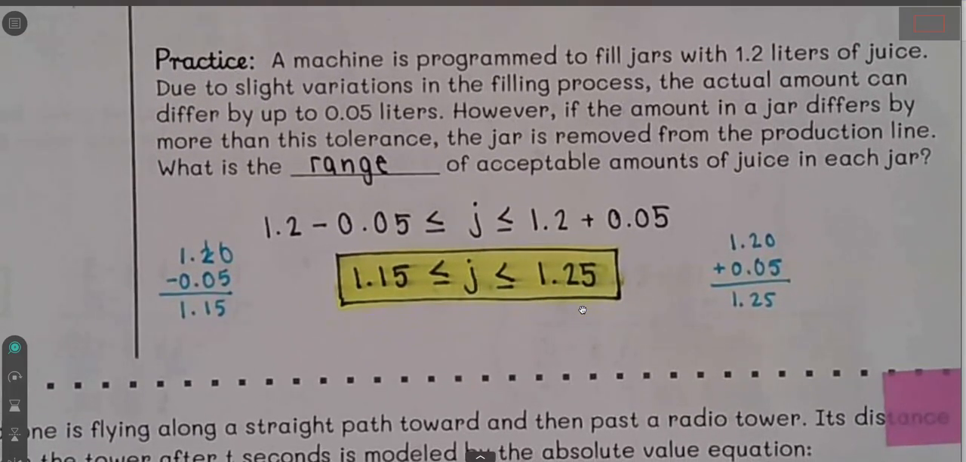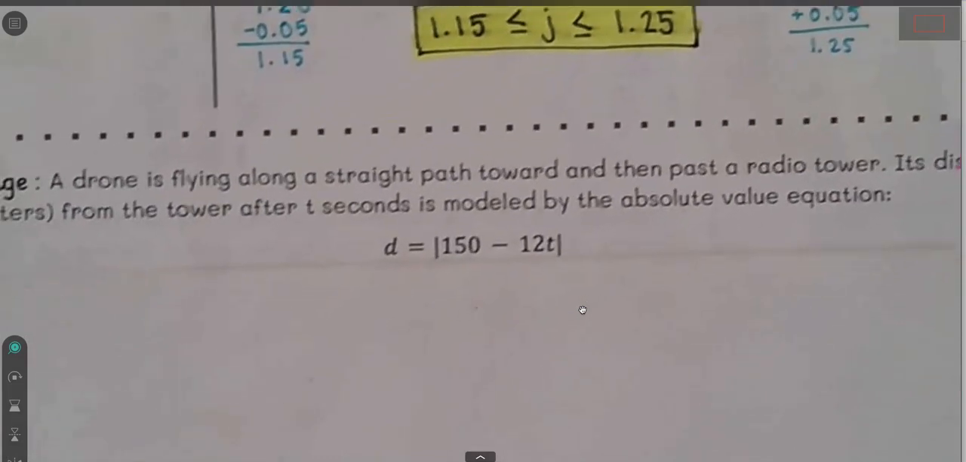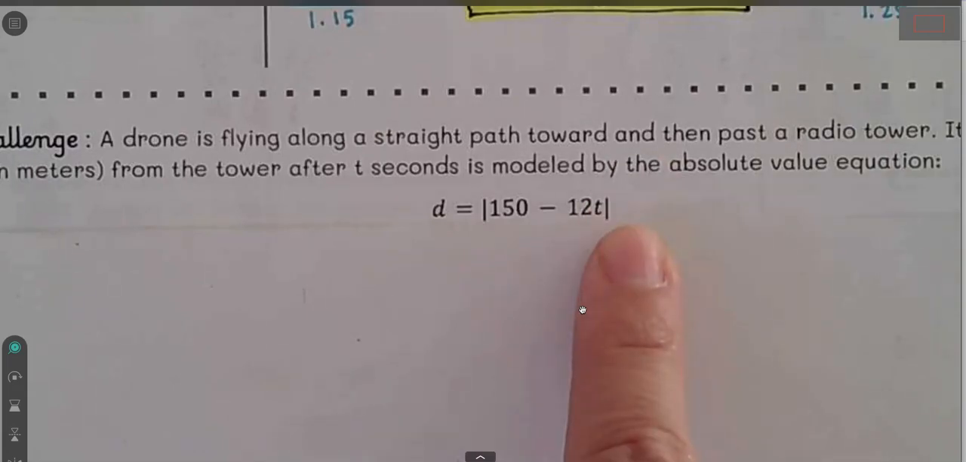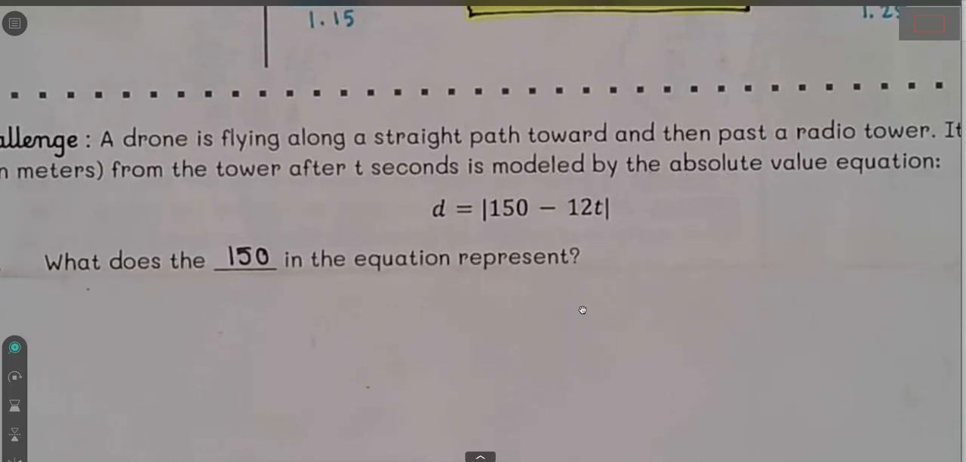All right, anyone need a few more seconds? Okay, so the challenge says a drone is flying along a straight path toward and then past a radio tower. Its distance, d in meters from the tower after t seconds, is modeled by this absolute value equation. So the distance from the drone to the radio tower equals this, where t is time in seconds. I will give a bonus point if someone can tell me what 150 represents in terms of the real world situation.